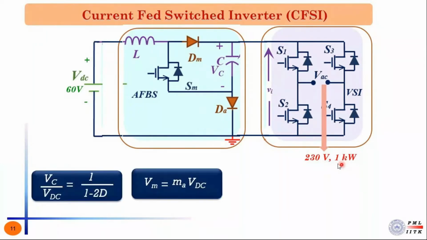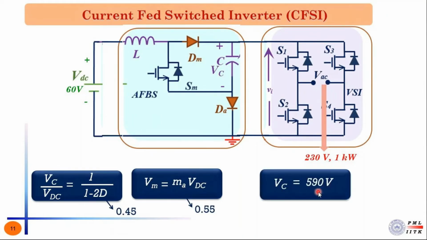Now these are the governing equations in case of CFSI, where the DC link voltage VC by the input source voltage VDC is given by 1 by 1 minus 2T, where T is the duty cycle of the gate pulse that is given to the boost switch SM. And the peak value of the AC output voltage is given by MA into VC, where MA is the modulation index of the inverter stage. So now let's say for our conversion, we have chosen T as 0.45 and MA as 0.55, then the DC link voltage VC has to be 590 volt.